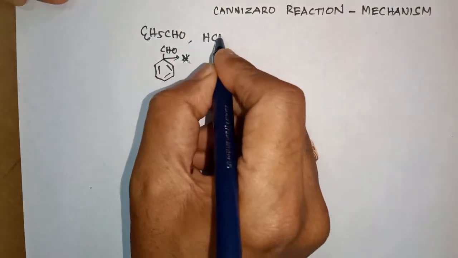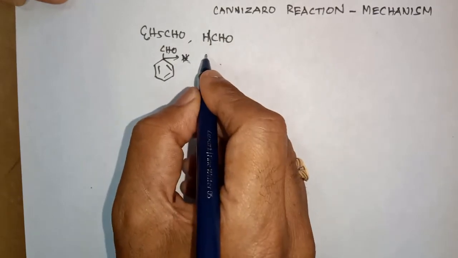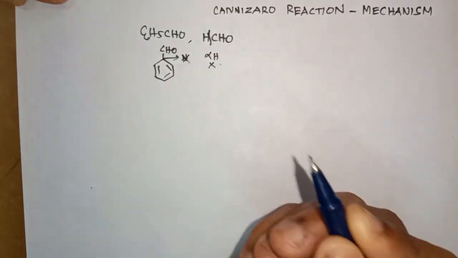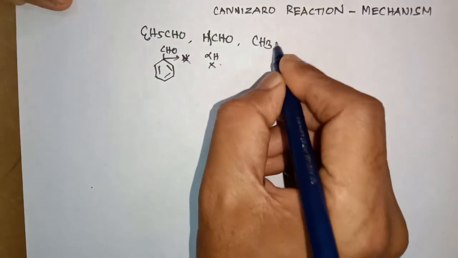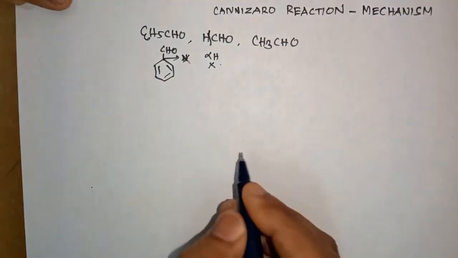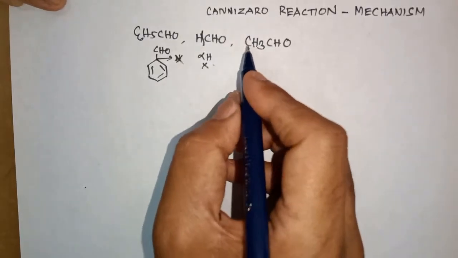Then we go for formaldehyde. It does not contain alpha hydrogen. So here, no alpha hydrogen. Suppose I take an example here, acetaldehyde. Will it undergo the Cannizzaro reaction? It won't undergo the Cannizzaro reaction. Why? Because it has alpha hydrogen.